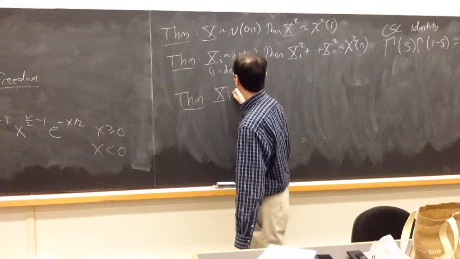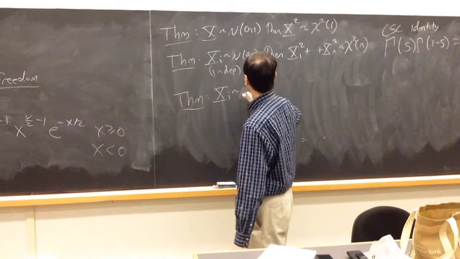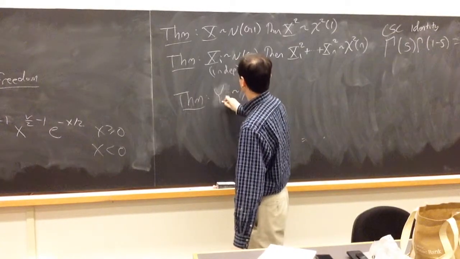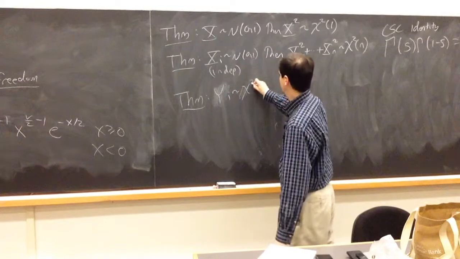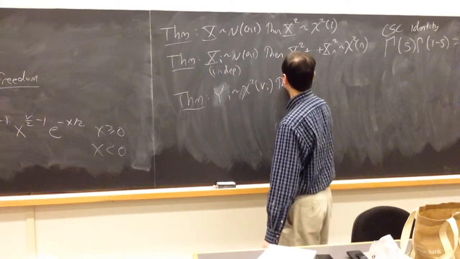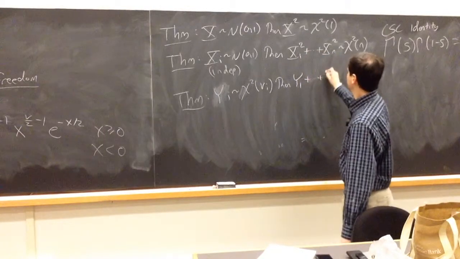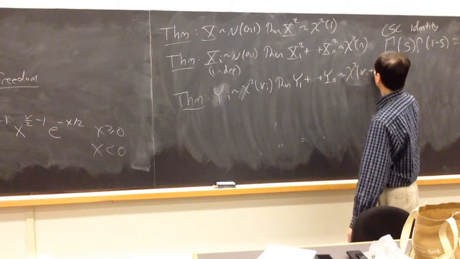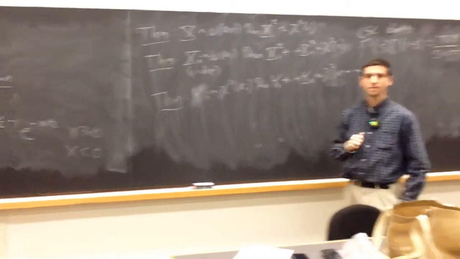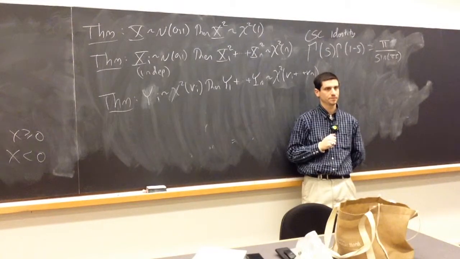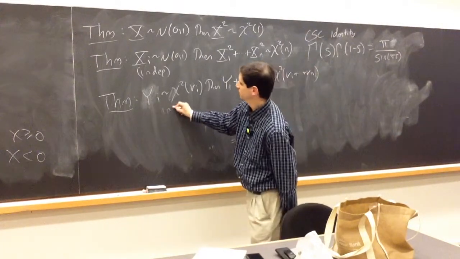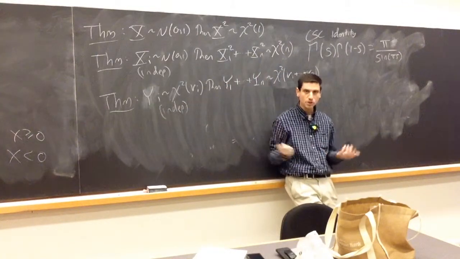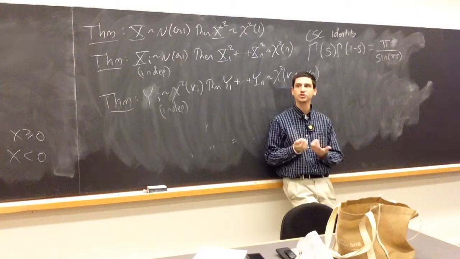Let's do it this way. If each yi is chi-squared with nu i degrees of freedom, then y1 plus ... plus yn is chi-squared with the sum of the degrees of freedom. So if I sum, and again, independent, a bunch of independent chi-squared random variables, I get a new chi-squared random variable where the degrees of freedom is just the sum.